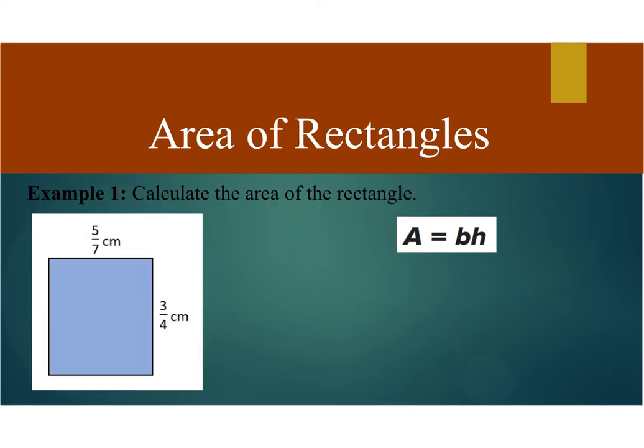So we are going to calculate the area of the rectangle. So this is base times height. That means I'm going to take the 5/7 times 3/4. We're going to multiply fractions just like we learned. That's 15/28. And we have to put our units, and they are centimeters squared.